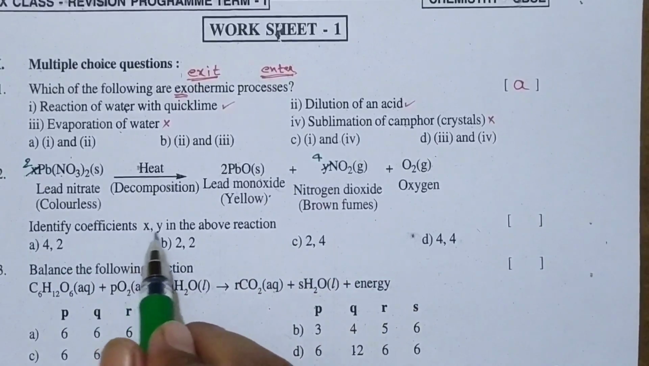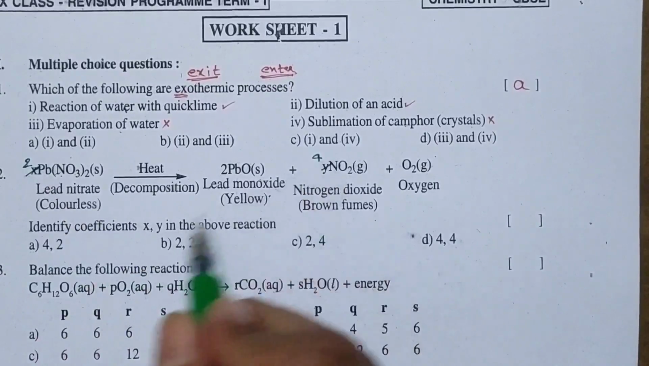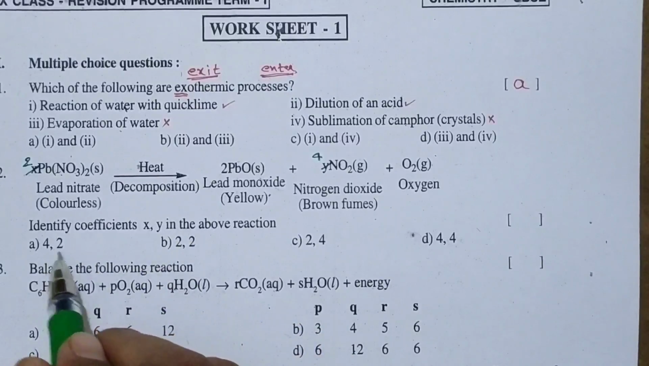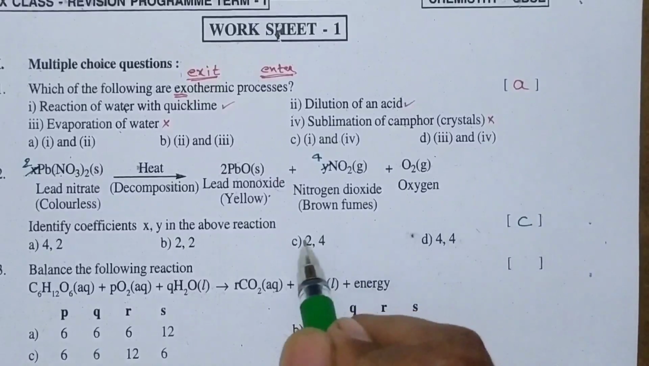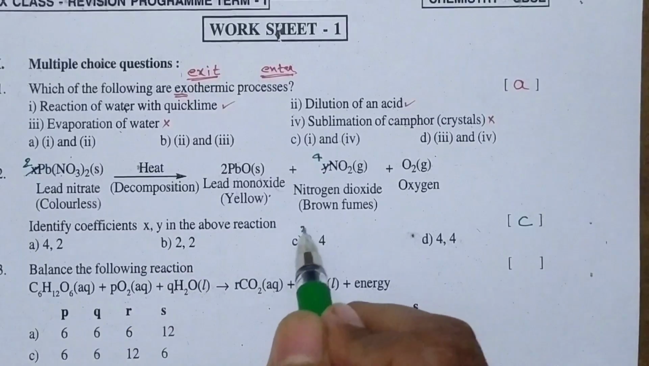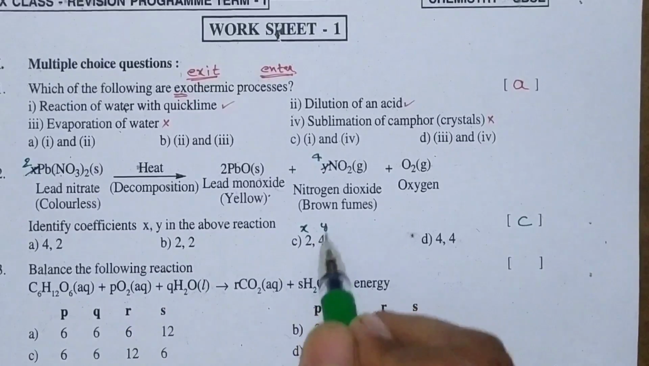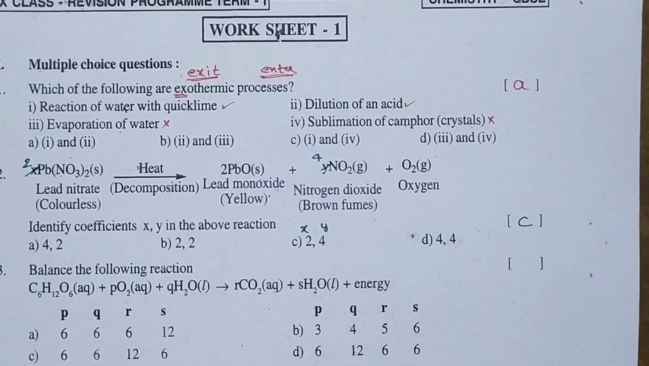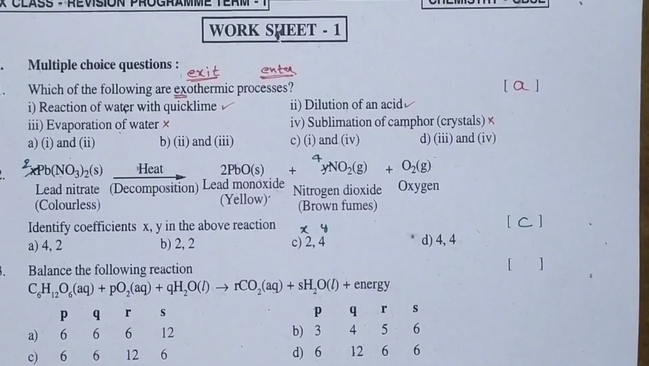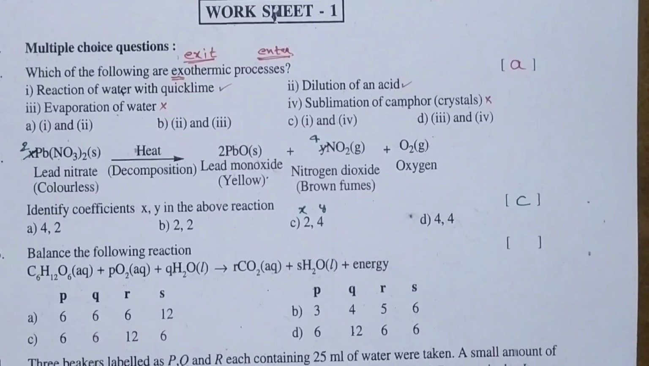Let us see the options. x comma y means 2 comma 4. Here you see 4 comma 2 is the wrong option, 2 comma 4. So option C is the right answer, because the first number is x and the second number is y. So x is 2, y is 4. So option C is the right answer. Now let us see question number 3.